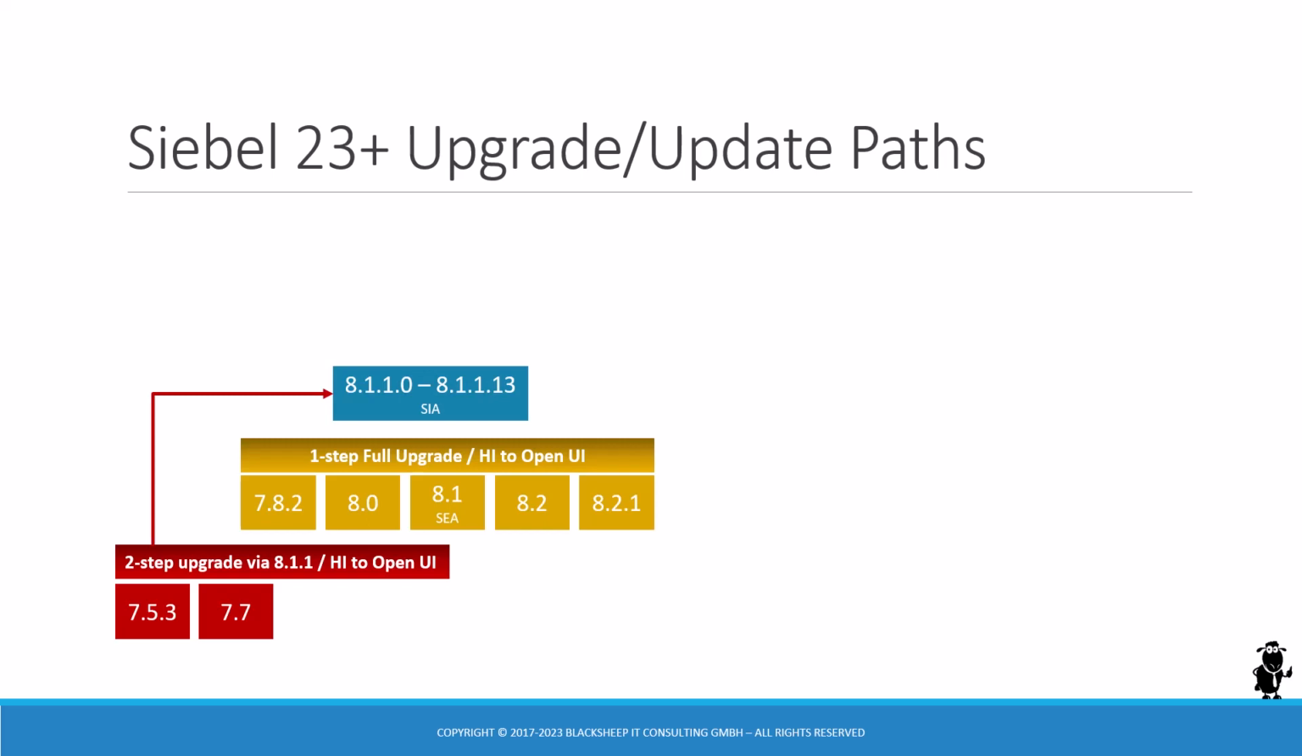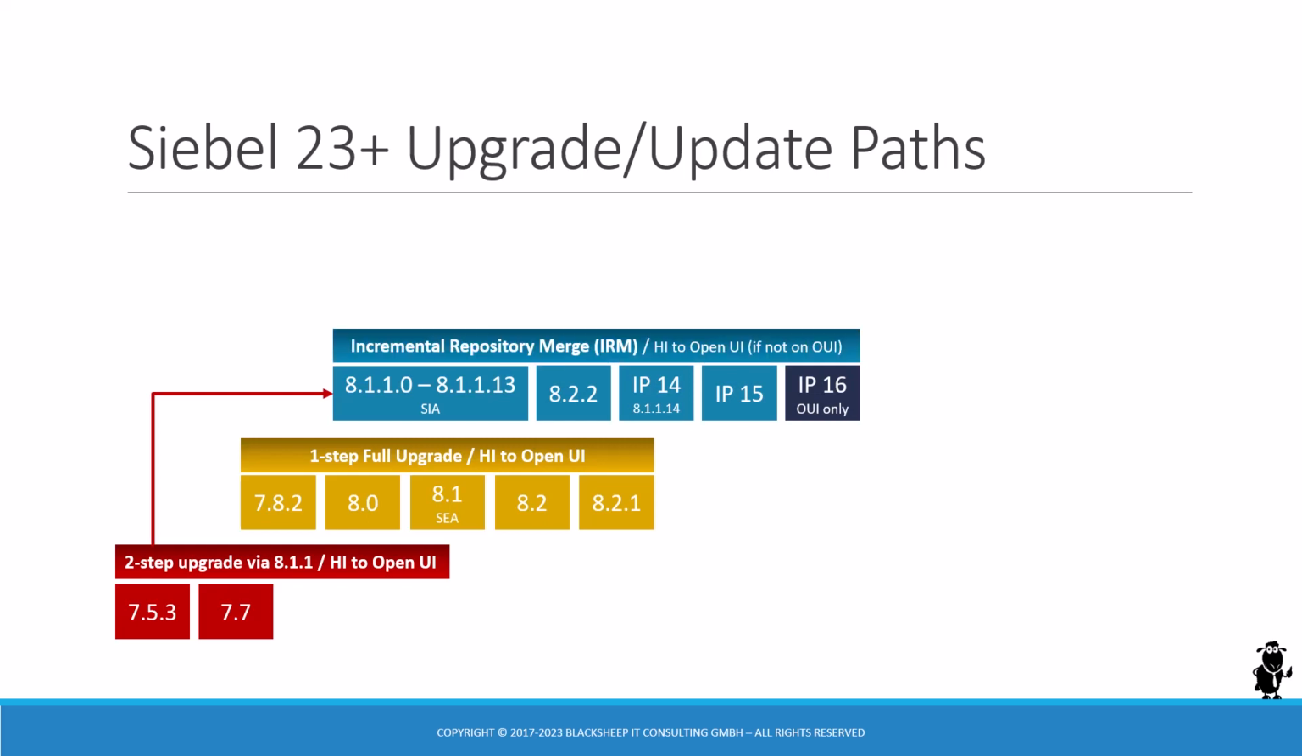The 2-step upgrade takes you to 8.1.1, and if you have that, or any other version up to IP16, you're in for what's known as an incremental repository merge, or IRM.